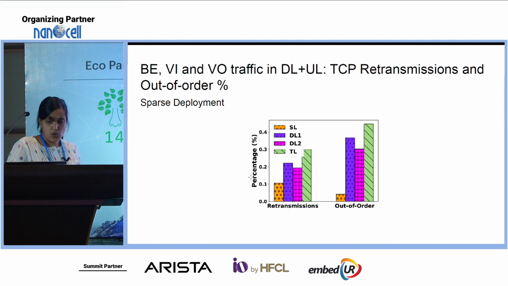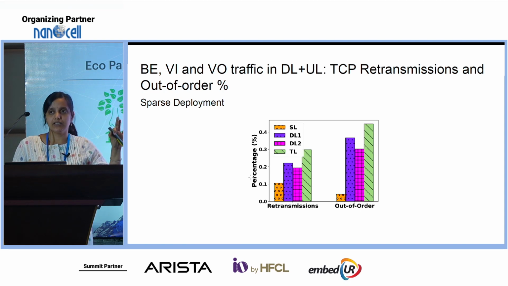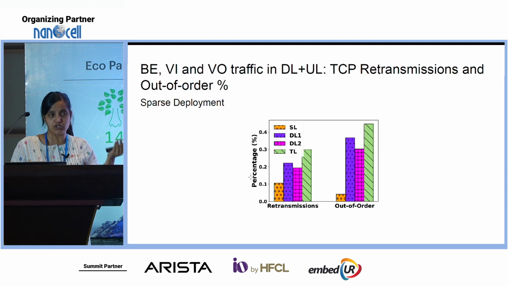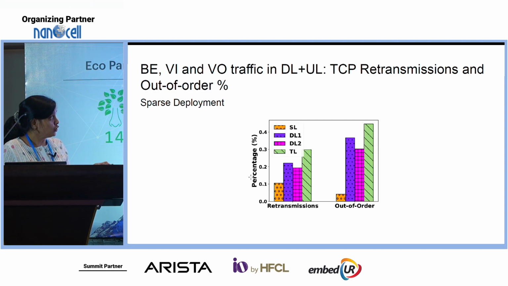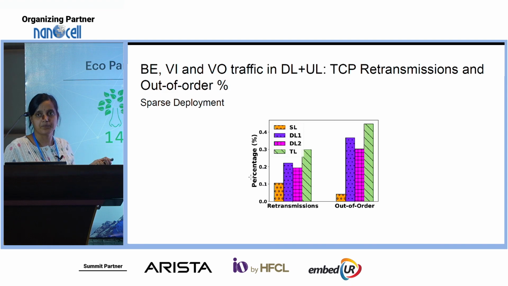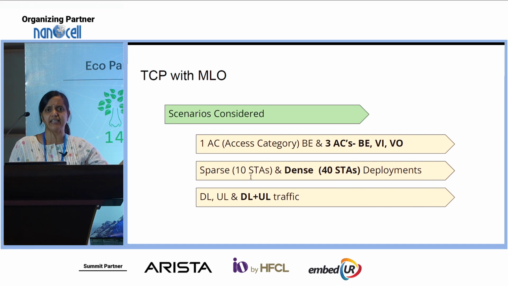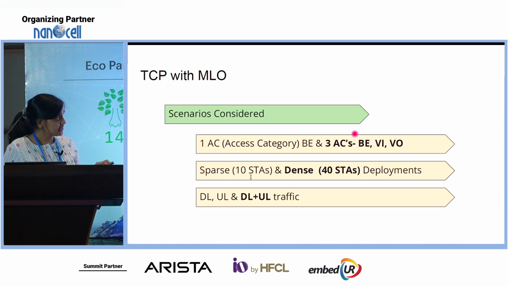Okay? Now we looked at some more TCP statistics like TCP retransmission. I was saying that because there will be latency differences across multiple links, we might see some out of order packets happening because TCP is sensitive to in-order packets. So we looked at how many TCP retransmissions are happening and the out of order percentages, and see that it is increasing with the number of links. Okay? So then we thought, is this because of one particular case? So then we did lots of simulations. So this one with dense 40 stations, 3 access categories, downlink plus uplink.